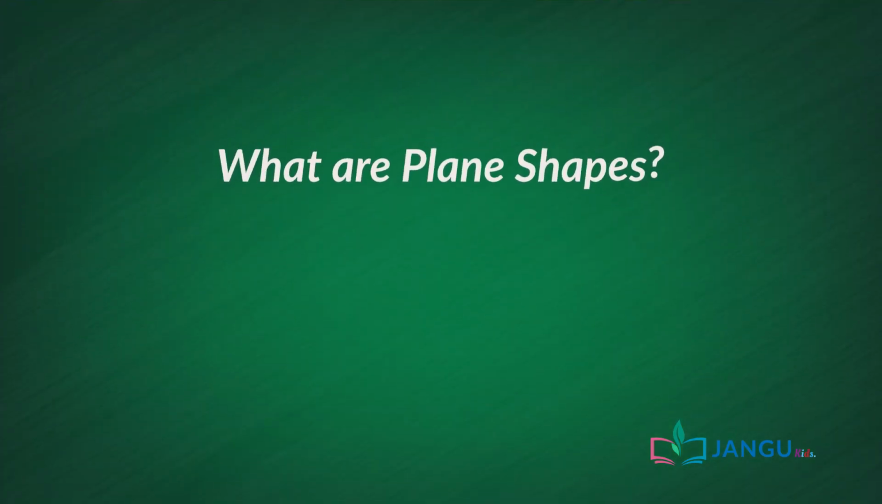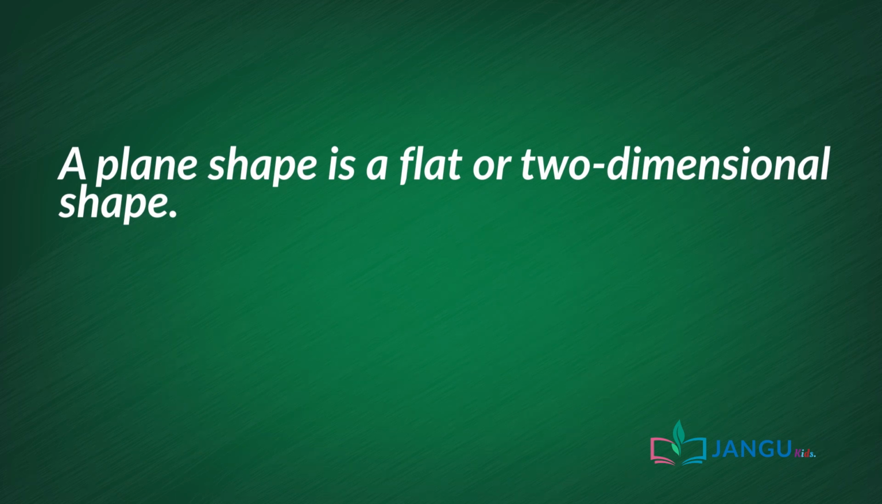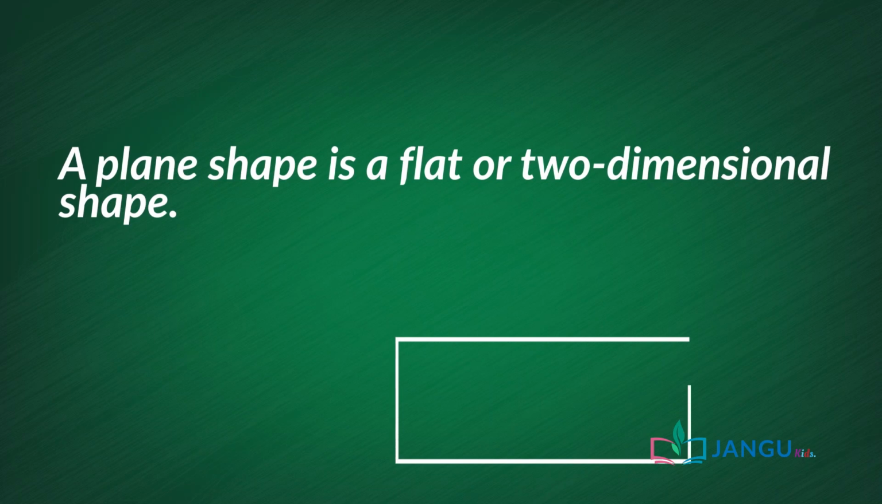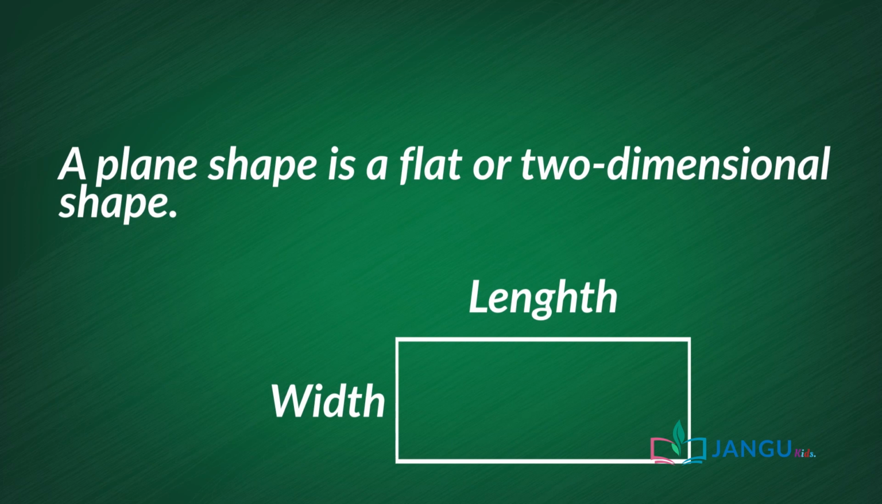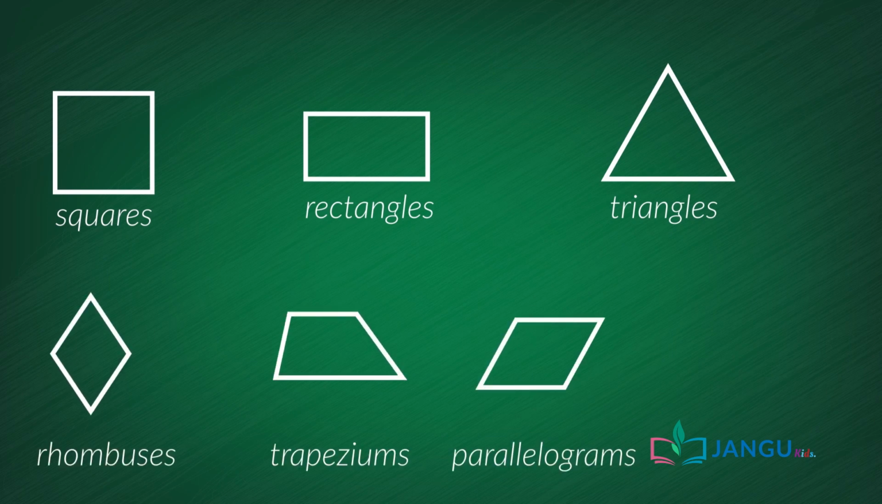Now we ask ourselves, what are plane shapes? A plane shape is a flat or two-dimensional shape. As the name implies, it has only 2 dimensions, length and width. Examples of plane shapes are squares, rectangles, triangles, rhombuses, trapeziums, parallelograms, pentagons, and lots more. Some plane shapes have 1 or more lines of symmetry, while others do not have any line of symmetry.